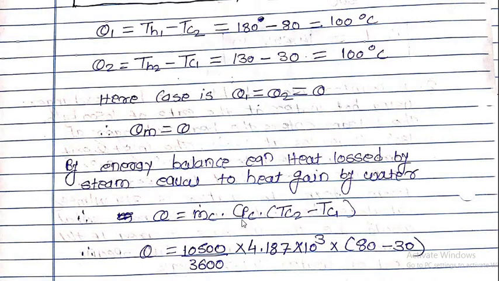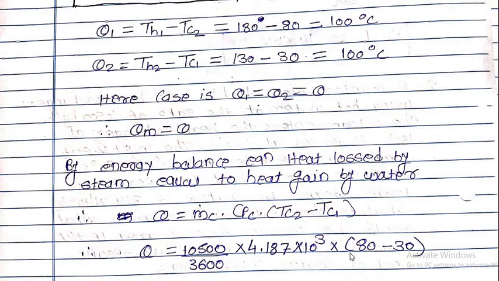Then Cpc, the specific heat of the cold fluid, that is nothing but water, is 4.187 into 10 raised to 3. So this value is provided in this problem, but you have to mug up this value. In some of the problems, this value will not be provided. You have to remember it at that particular instant. So Cpc, specific heat of water, is 4.187 into 10 raised to 3.